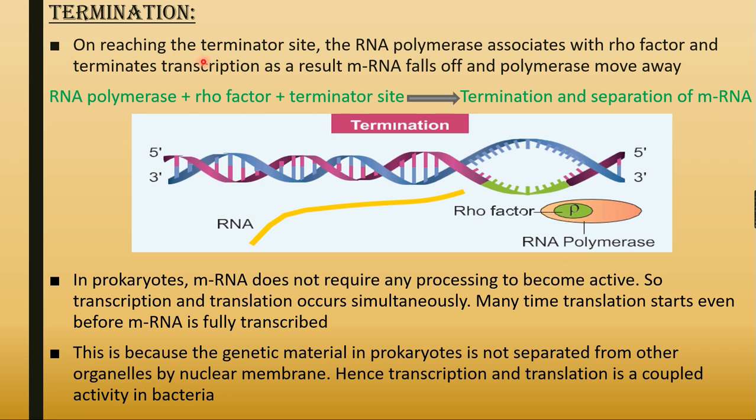Here, see, when the terminator site has been reached, RNA polymerase associated with the Rho factor terminates the transcription, mRNA falls off and polymerase moves away, right? So when RNA polymerase and Rho factor reach the terminator site, there is termination and the mRNA falls off. This is the basic transcription which occurs in prokaryotes. In prokaryotes, mRNA does not require any processing to become active. So transcription and translation occur simultaneously.